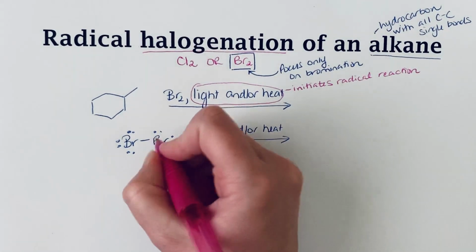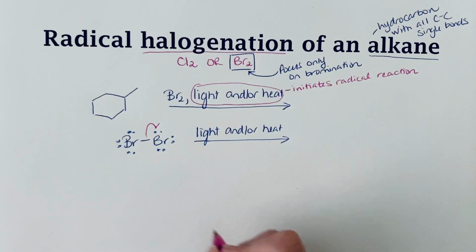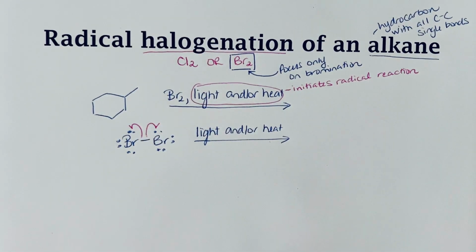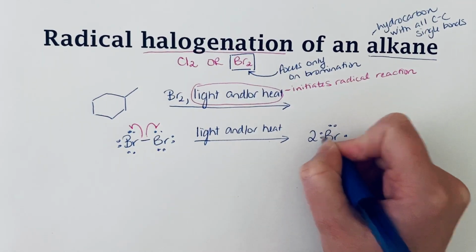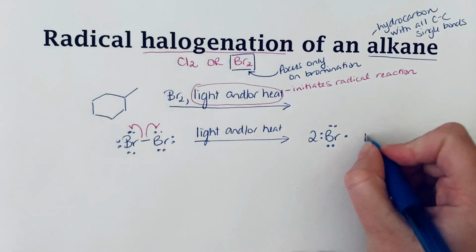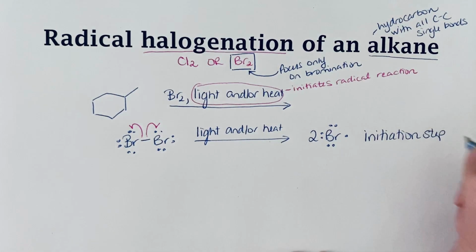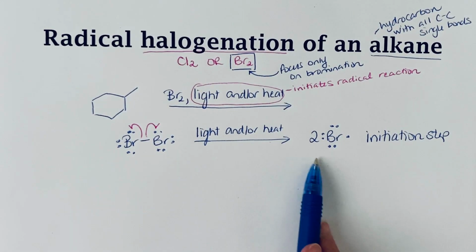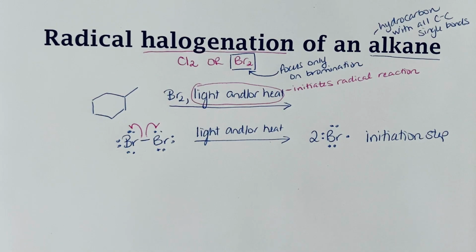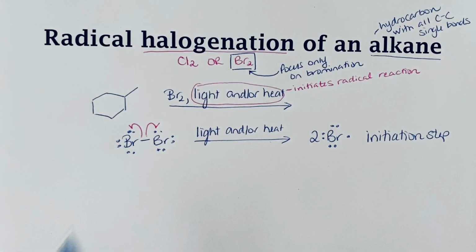What happens is the bond between the bromine atoms is a weaker bond, and it can cleave, giving one electron to each bromine atom. This is going to form two bromine radicals, and this is known as an initiation step. An initiation step in a radical reaction is any step where you start with no radicals and you form a radical. The next thing that's going to occur is that bromine is going to abstract a hydrogen from somewhere in your alkane. And here's where the selectivity comes in.